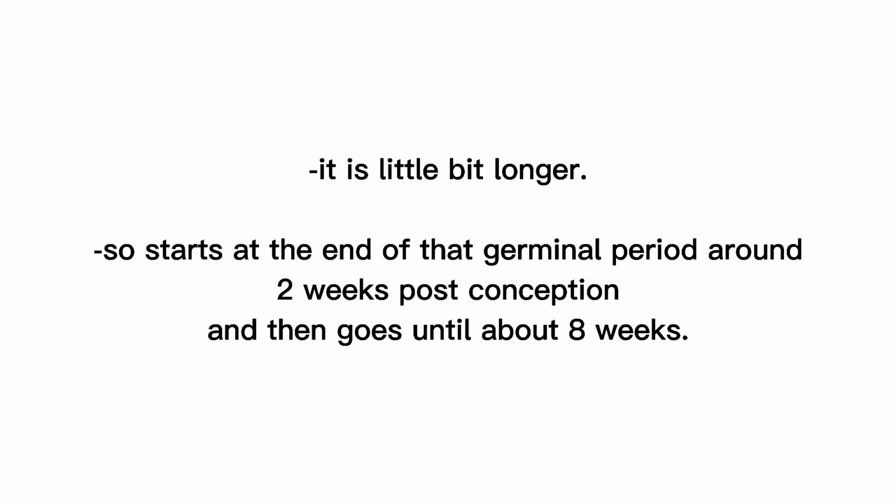It is a little bit longer. It starts at the end of the germinal period, around 2 weeks post-conception, and then goes until about 8 weeks. In this stage, the zygote becomes an embryo. So what is an embryo? An embryo is the early stage of development of a multicellular organism, in general, an organism that reproduces sexually.